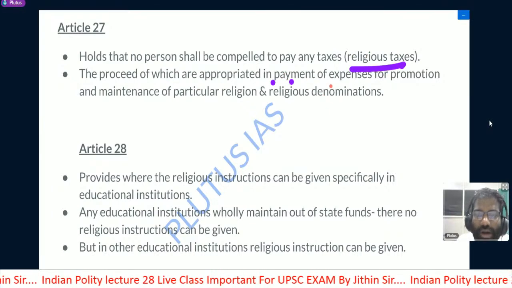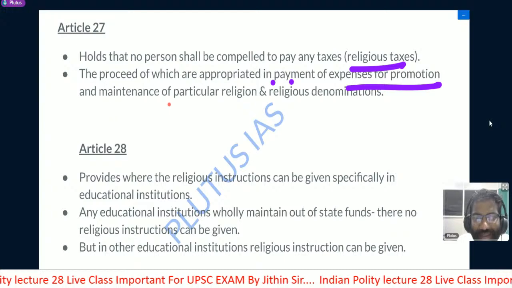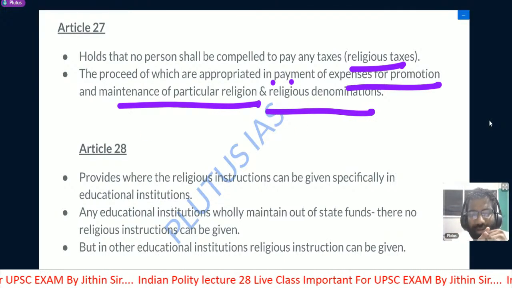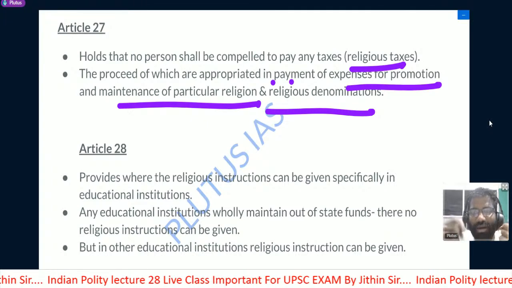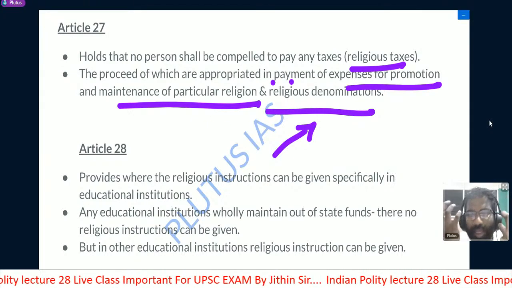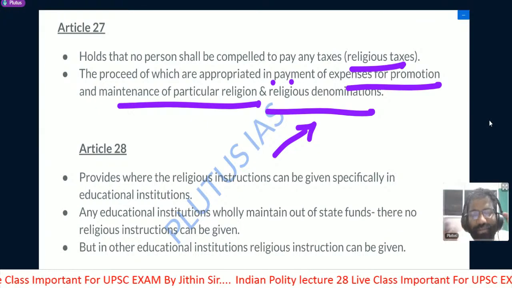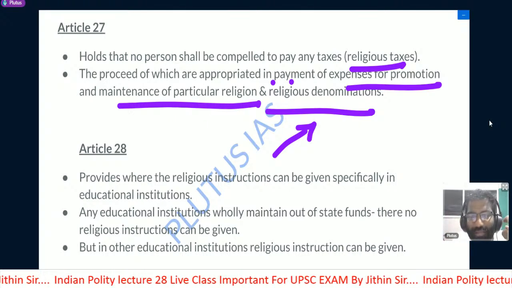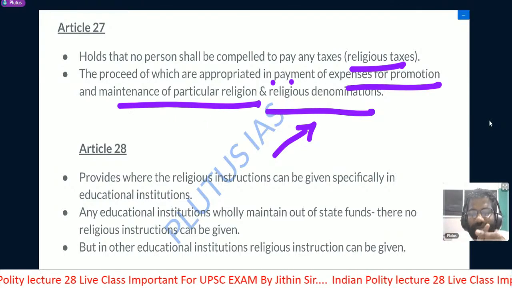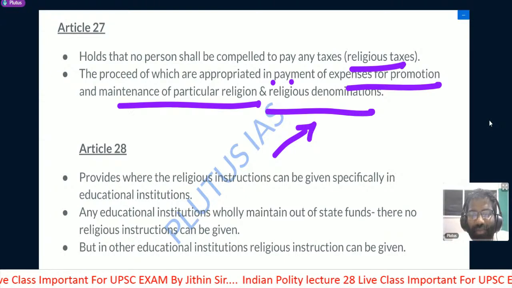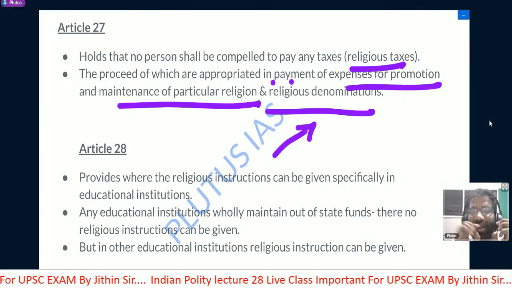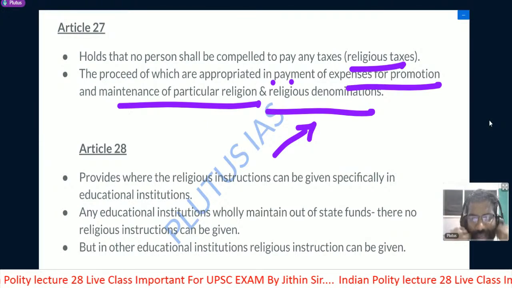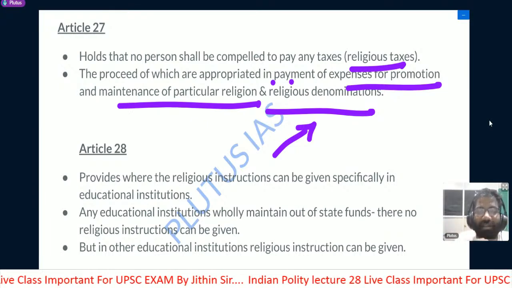See, these taxes cannot be collected for promotion of any religion, maintenance of a particular religion, and religious denomination. You cannot collect taxes for promotion of religion, for running a particular religion, and for upbringing of any religious denomination. So in the name of religion, we are not supposed to collect money for promoting the religion, or for maintenance of a particular religion, like to maintain a temple, mosque or church. And for promotion of a particular religious denomination, we cannot do that. Okay, if we are voluntarily donating money, yeah, that is very good.